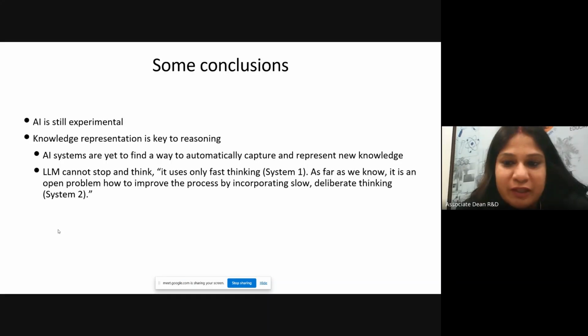Thank you, ma'am. So we have one more question by Dr. Priya Goel. What are the current limitations of AI systems compared to human intelligence?